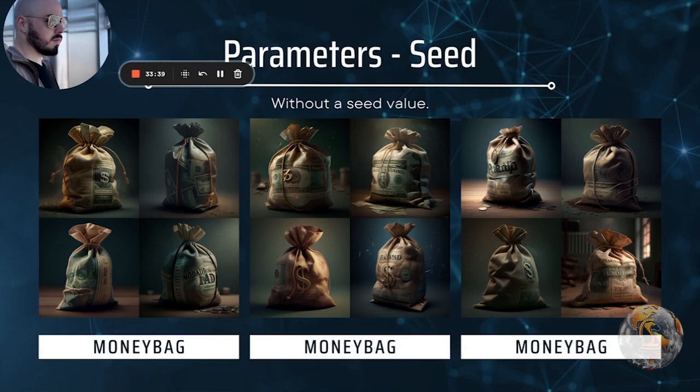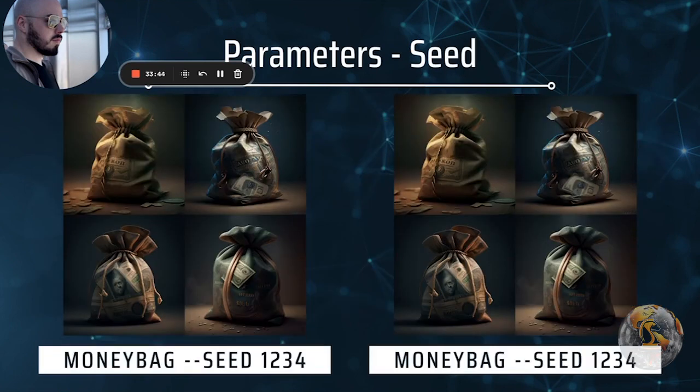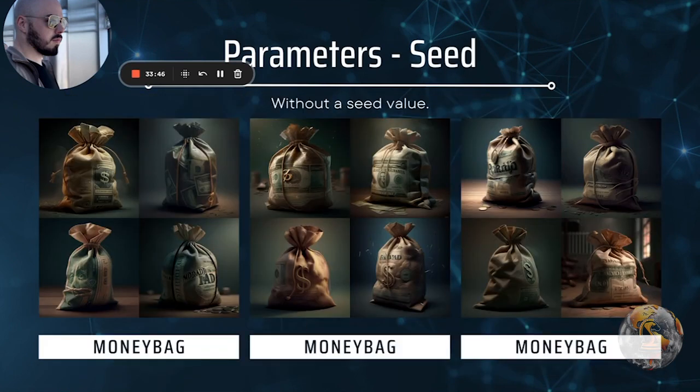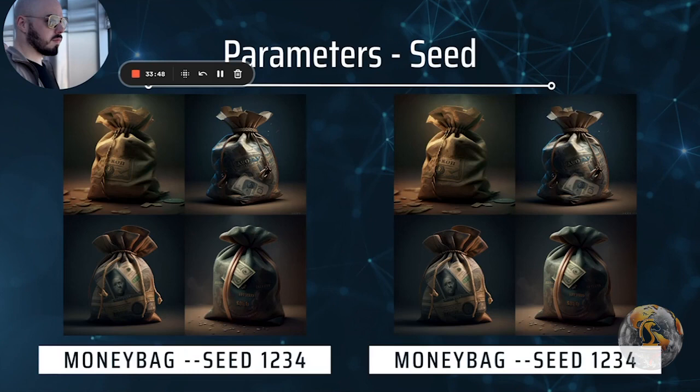So, Moneybag, you literally can just see it here. This is without the seed value, and then here it is with the seed value. So without, it just created whatever, and then boom, look at that. So this is the seed 1, 2, 3, 4. The other seed 1, 2, 3, 4. You can see it right here.